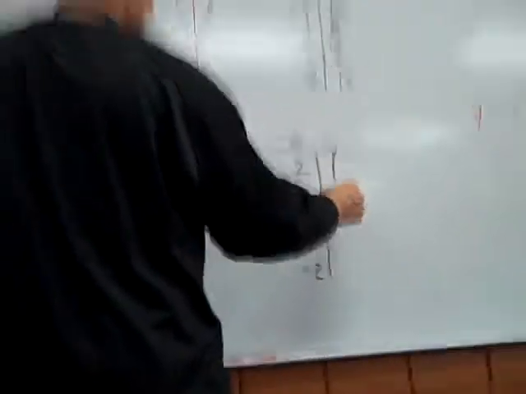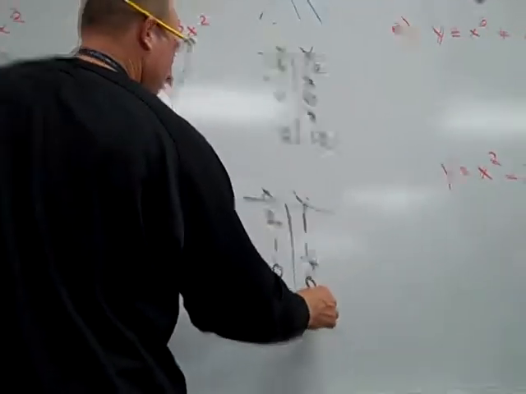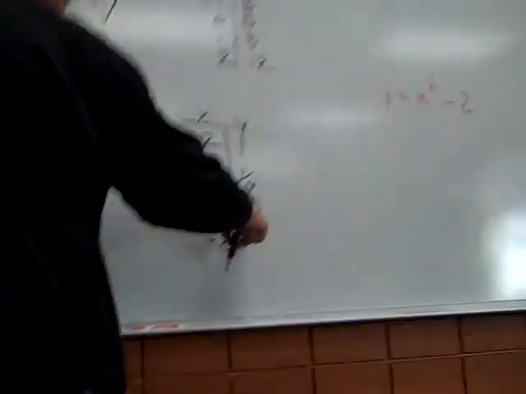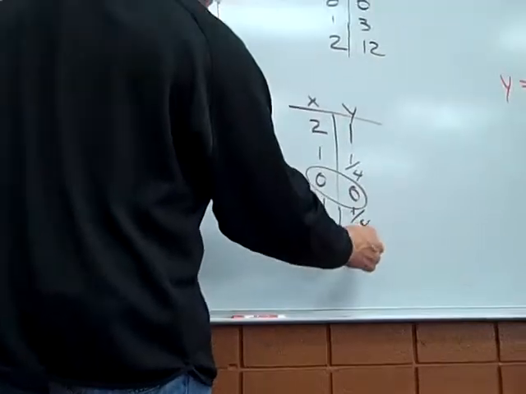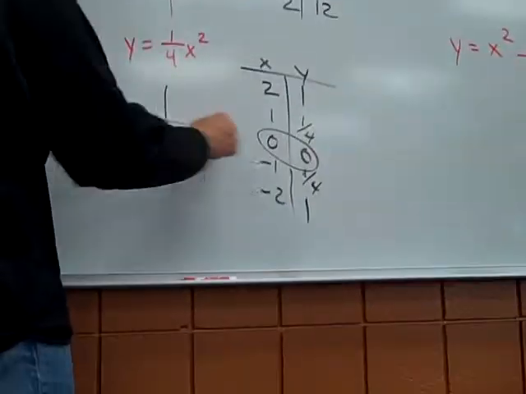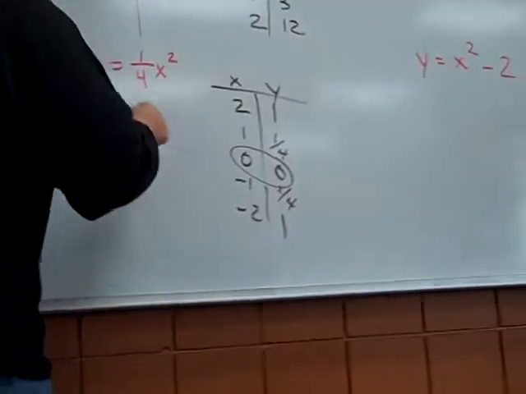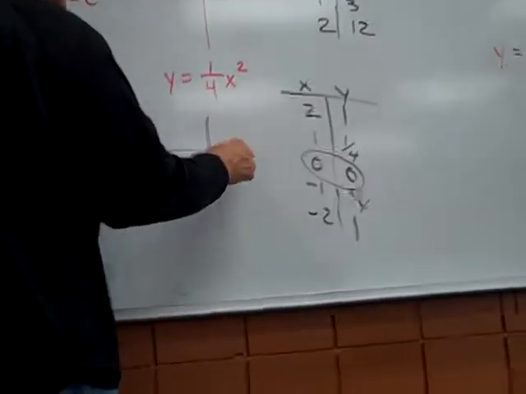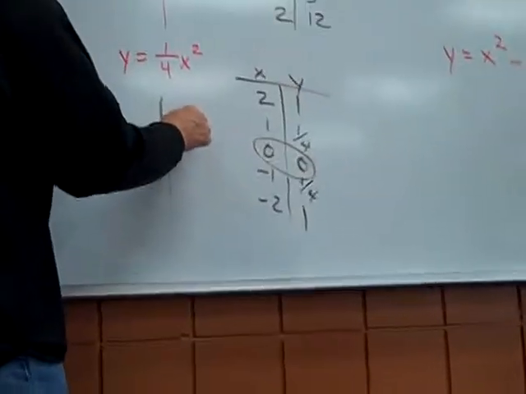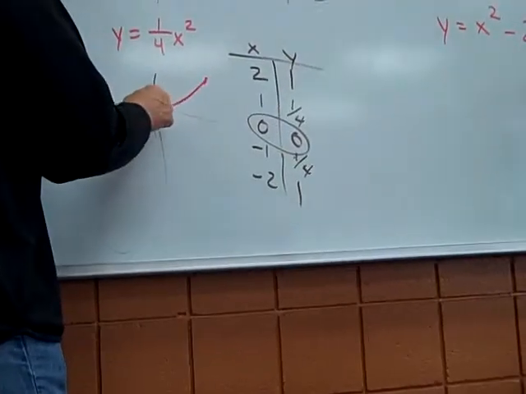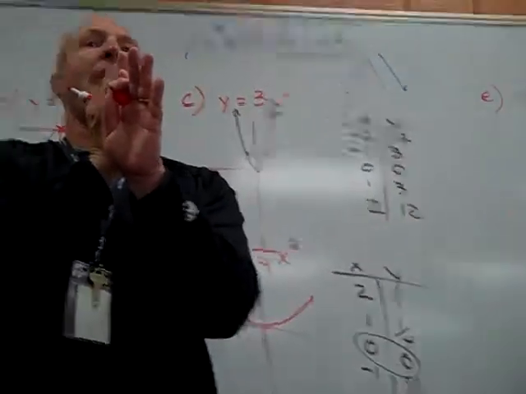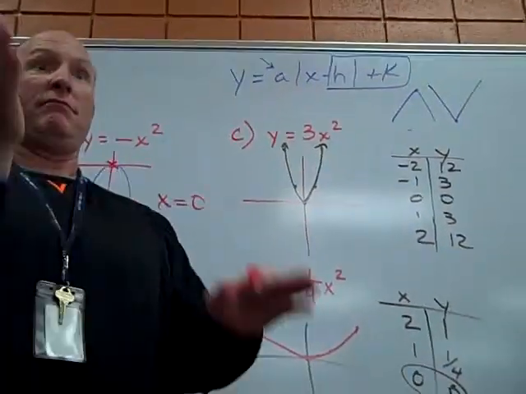Four, that's 1/4, 0. So, do I know what this is since I can figure out that's my vertex? What's this one going to be? 1/4 and 1. So when I graph this one, my vertex is still in the middle at 0, 0, 1, 1/4, 2, 1. So it's a lot fatter. Notice, if I fold it over the axis of symmetry, it'll line up. It'll be exactly the same. It's a reflection.